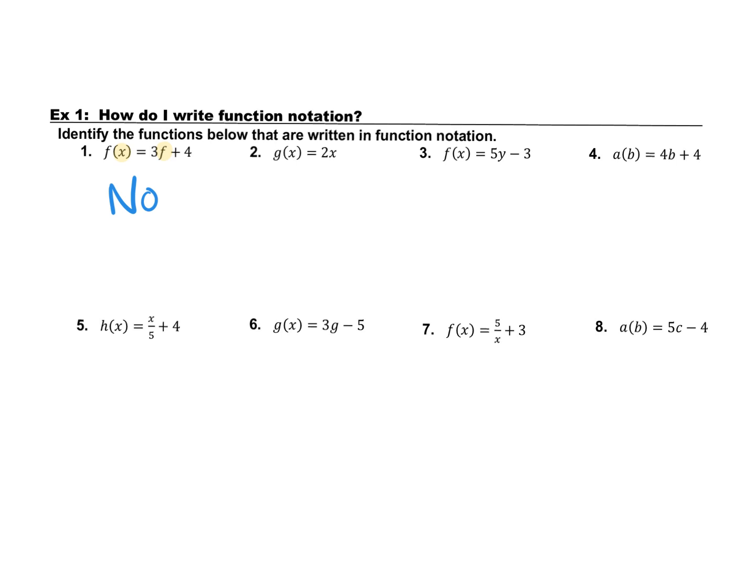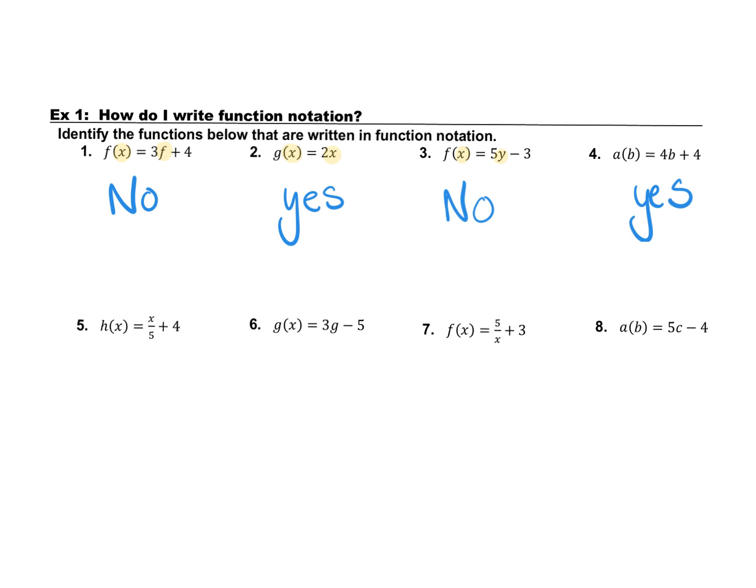Now for number 2, I have g of x is equal to 2x. Notice how the variables match. I've got an x and I've got an x. So this is written in function notation. For number 3, we've got f of x is equal to 5y minus 3. Again, we're looking for these variables to match, and because they don't match right there, it is going to be no. All right, so you've got a of b is equal to 4b plus 4. And those variables match, so this is going to be a yes.